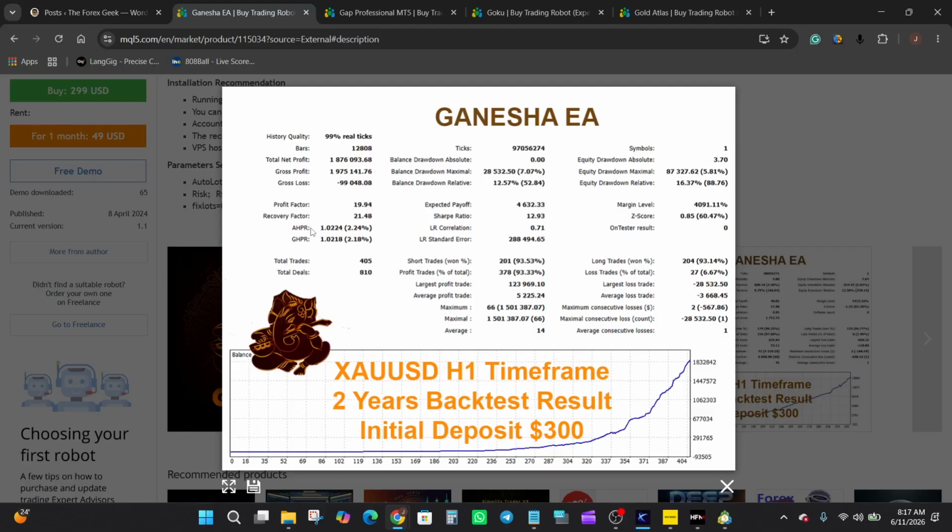I was checking to see the initial deposit. Okay, initial deposit is $300. We have total net profit of over 1.8 million, an amazing profit factor of 19.94, 405 total trades we are taking, and out of that 405, 378 were profitable trades, giving us a 93.33% win rate.